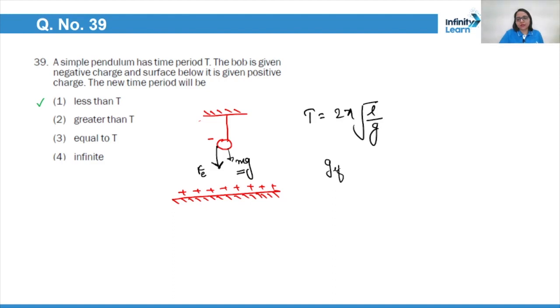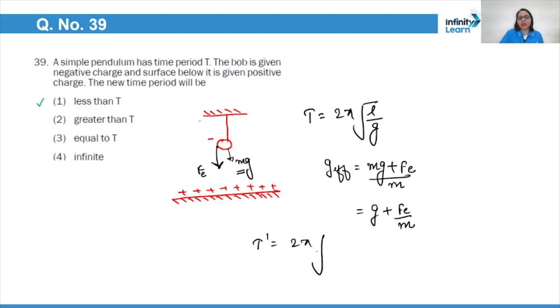So g effective will be (mg plus Fe) divided by m, which is g plus Fe by m, right? So new time period T dash will be 2 pi under root L upon g effective, which is g plus Fe by m. Now g effective increases, it is more than g and it is in denominator, right? So overall time period will be less than the original one. Okay, so correct answer will be option 1.